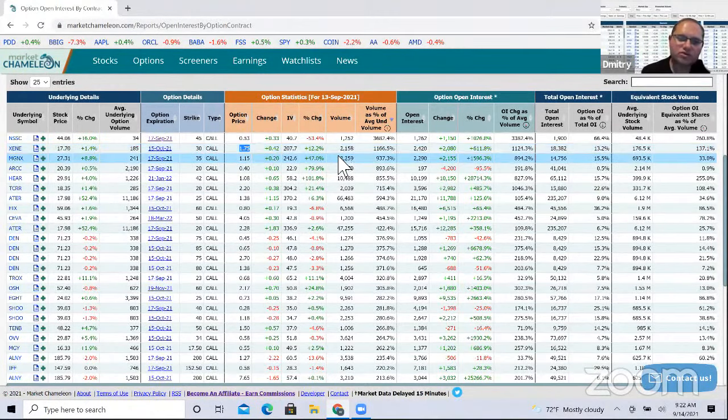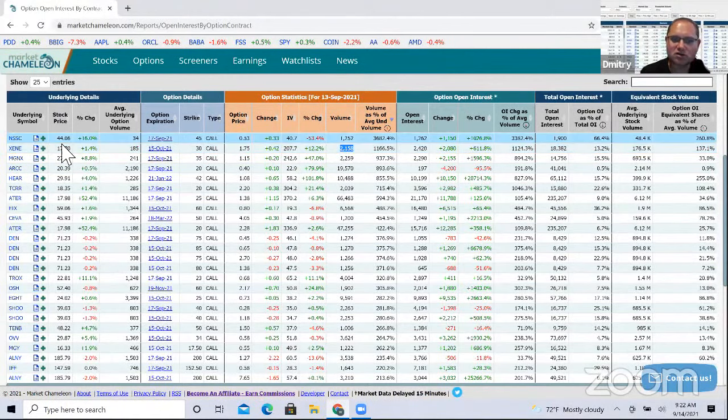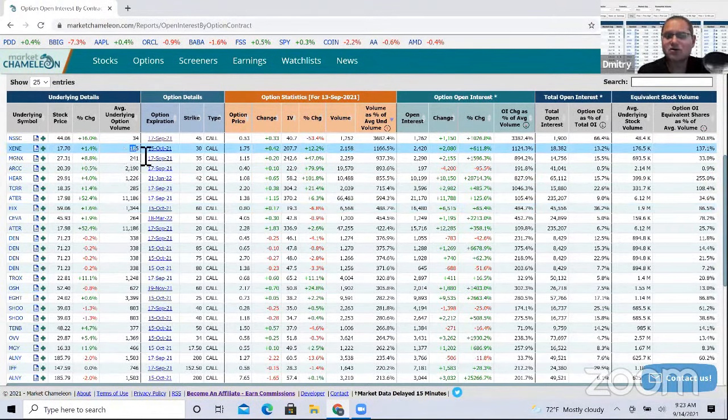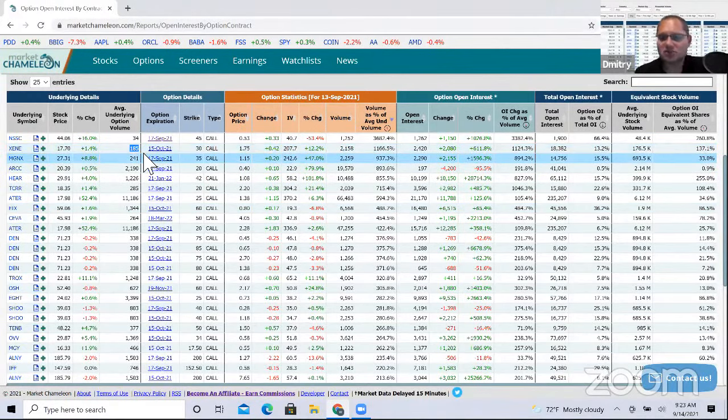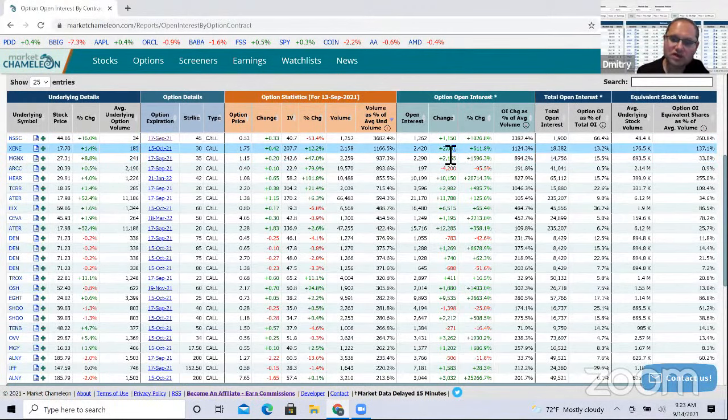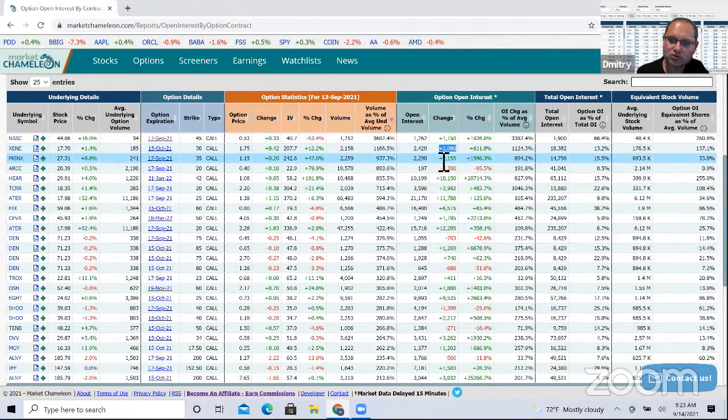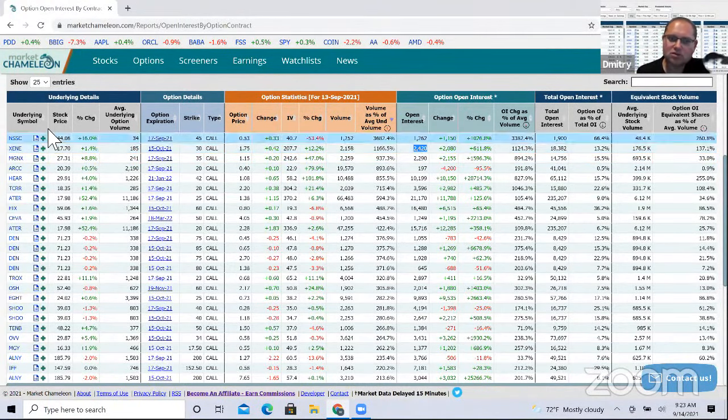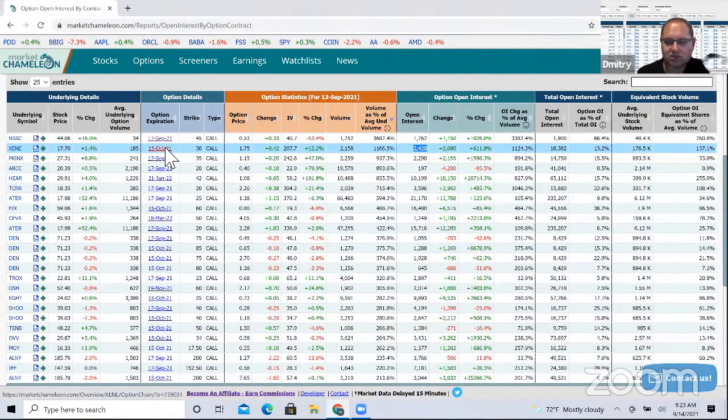Yesterday, 2,158 contracts traded on that line, October 30th. Typically, 185 contracts trade in total. So that's a significant amount of volume for that stock. And we see that volume resulted in an increase today in open interest. So that open interest increased by 2,080, right, to 2,420. So XENE. Let's take a look at what's going on there.